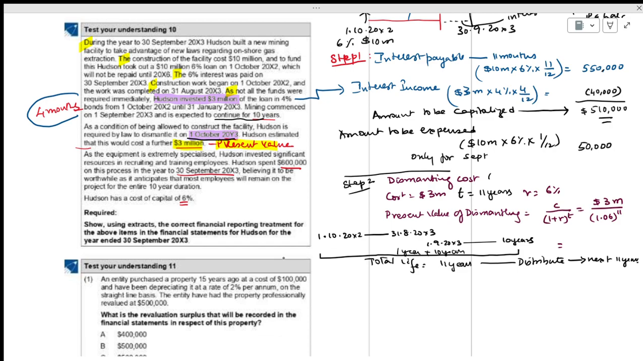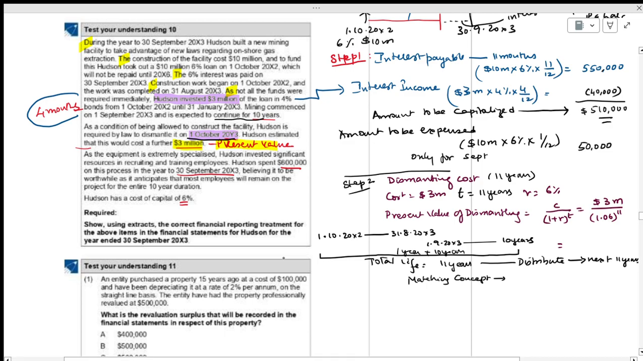But what will happen? This cost will be proportionately distributed. We are using the matching concept. We are matching the revenue with the expenses. That is the reason when you are doing it, we will take how many years? We will take 11 years.